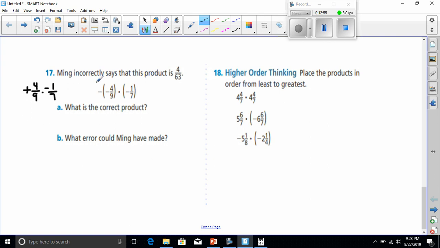I think I can already see what Ming did wrong. He got a positive answer, but we know a positive times a negative is going to equal a negative answer. So 4 times 1 is 4. And 7 times 9, that's 63. So the correct product should be negative 4/63.